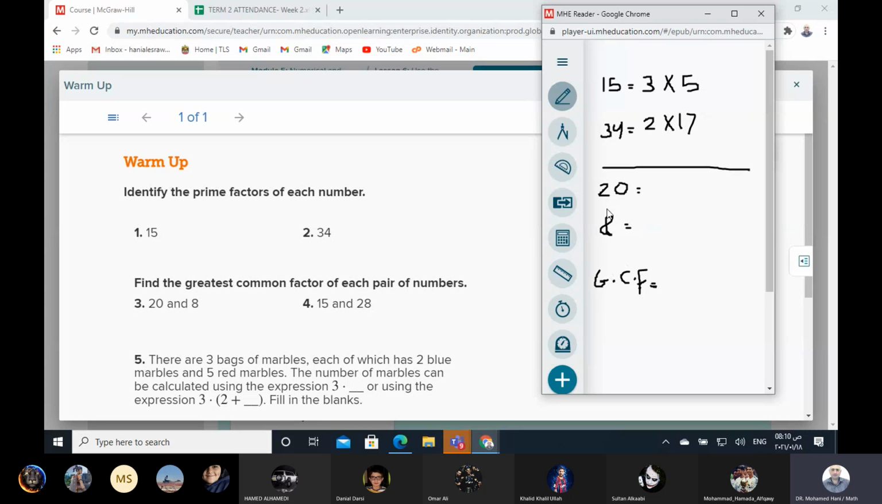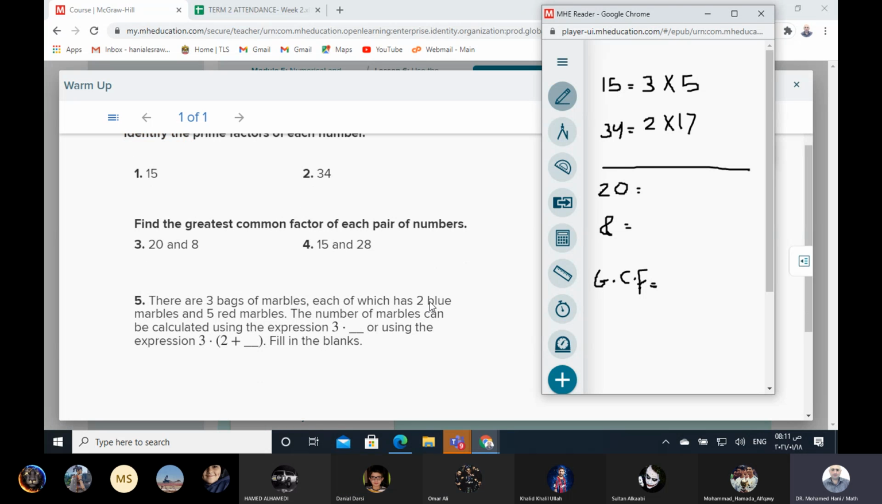Now I want you all to find the GCF between 20 and 8. Start, please. What did we find? The GCF, yes, we want to find the GCF, the greatest common factor. The GCF equals 4. Great, great.